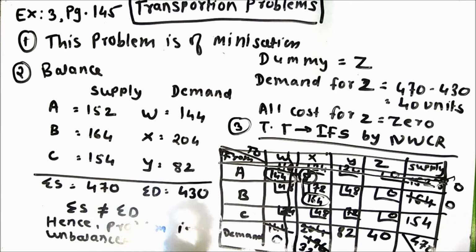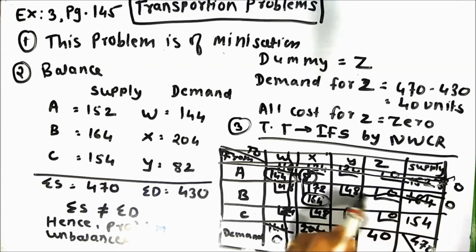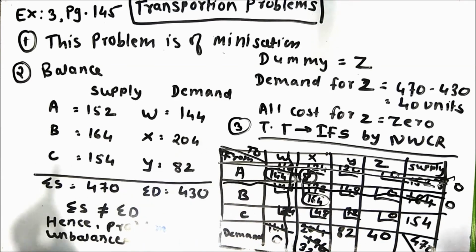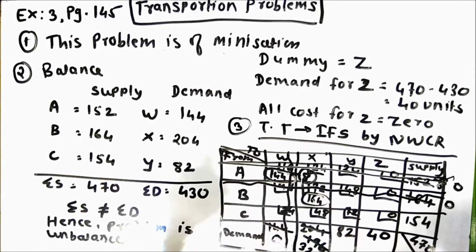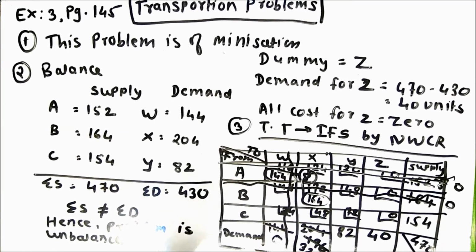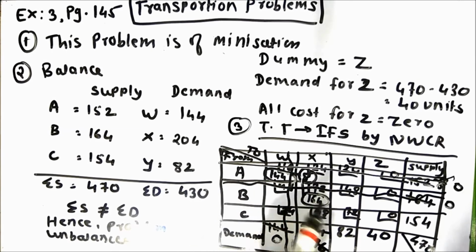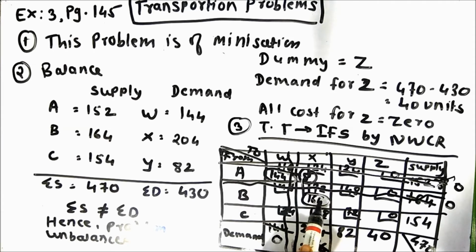Okay. Now B has become 0. So B will get cancelled because supply of B is 0 now. So there is no need to give further allocation on B. So B will also get cancelled. So here we can see A, B and W is cancelled. Now our left allocation is over. Now we have to move right.